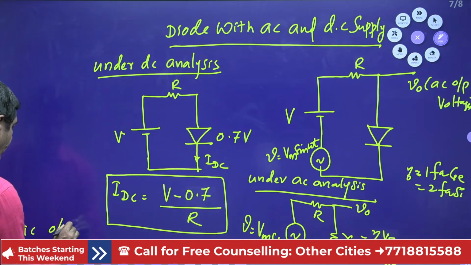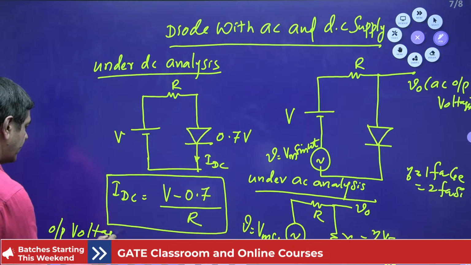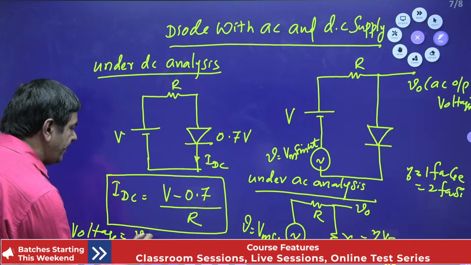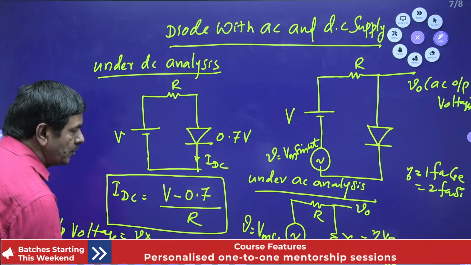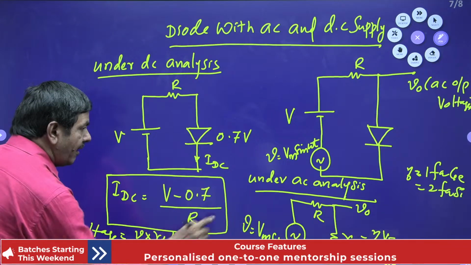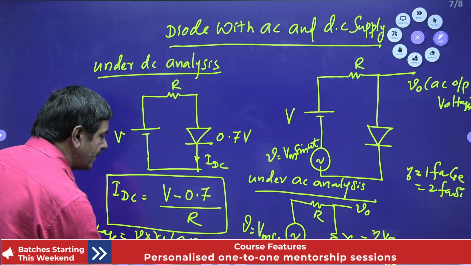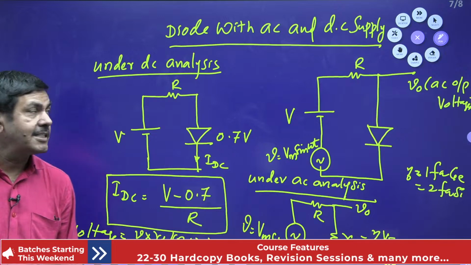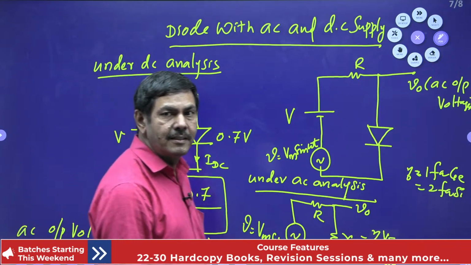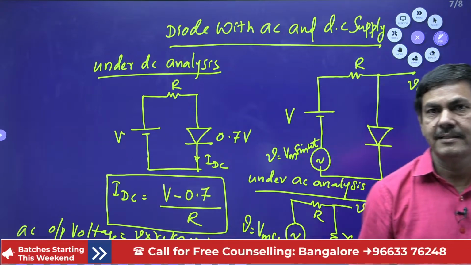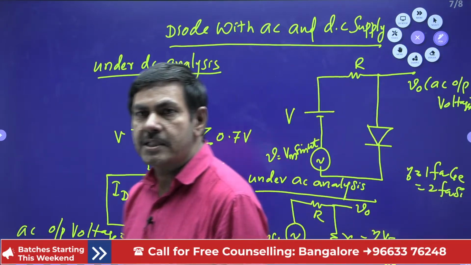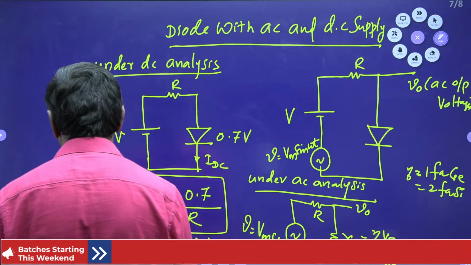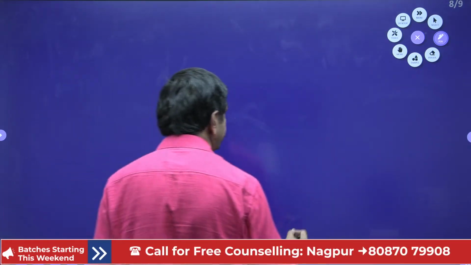The AC output voltage is calculated according to the voltage divider formula: Vm sin omega t into RD by R plus RD. Then you will get the AC output voltage. This methodology is applied when a diode is connected with AC and DC sources. Now I want to give one GATE question using these two sources. You can try this question.